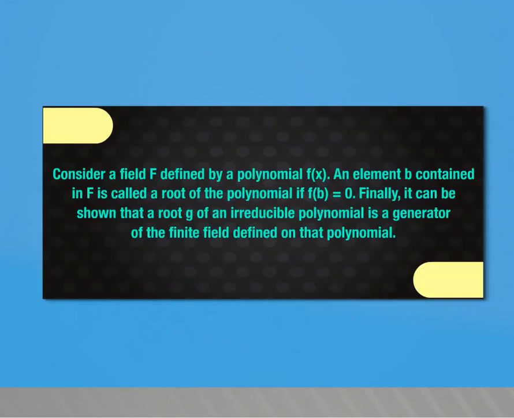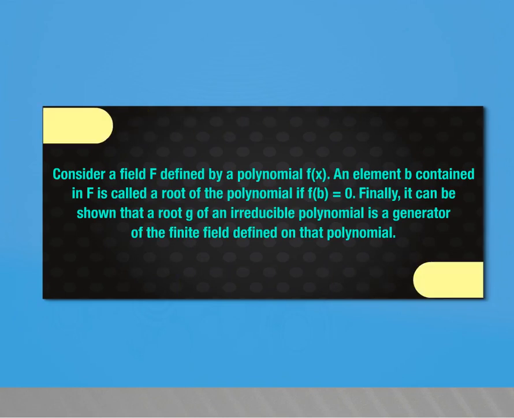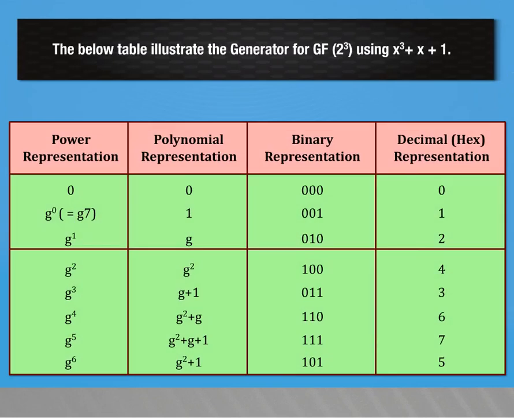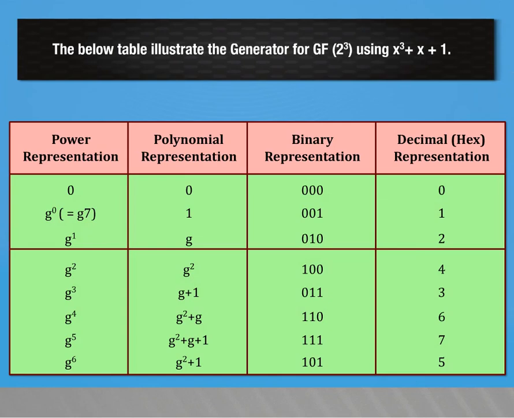Consider a field F defined by a polynomial f(x). An element b contained in F is called a root of the polynomial if f(b) is equal to 0. Finally, it can be shown that a root g of an irreducible polynomial is the generator of the finite field defined on that polynomial. The below table illustrates the generator for GF(2^3) using x^3 + x + 1.